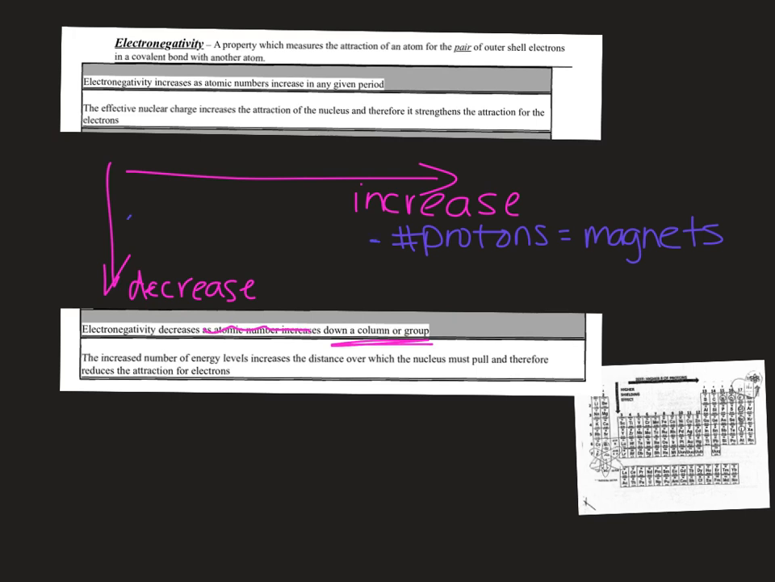As I move down the group, remember that we have layers or shells. If I have more layers, then there's less pull. Just like we wear a bunch of coats in the winter to keep us warm so that our bodies don't interact with the cold, with these atoms, as I have more layers, more shells, more levels, my outer electrons are not going to be communicating as effectively with what's on the inside. So more layers means shielding effect, okay?